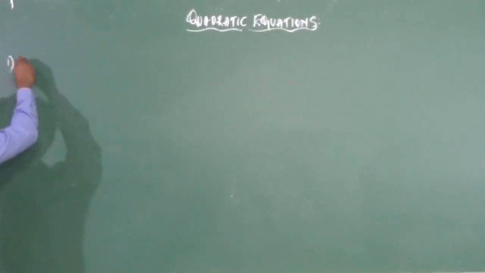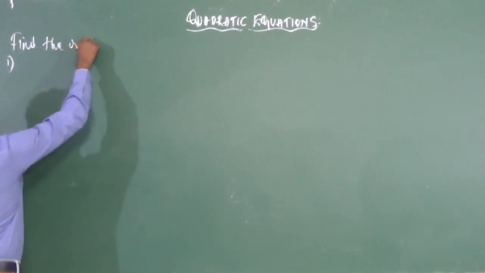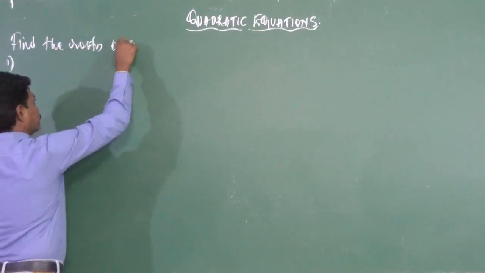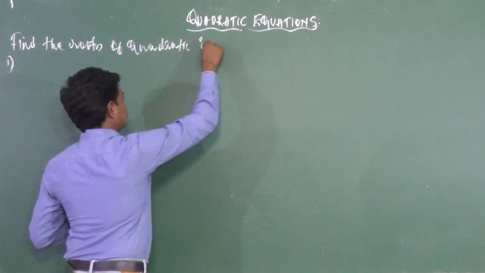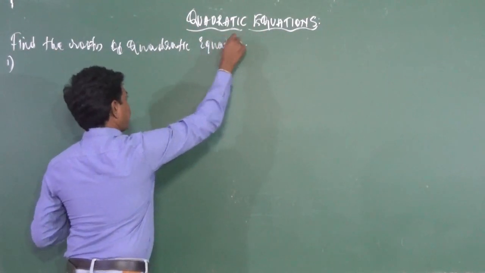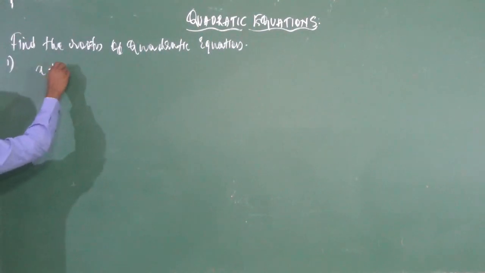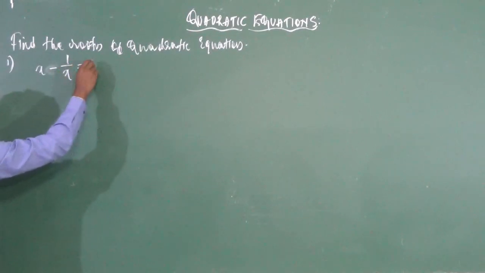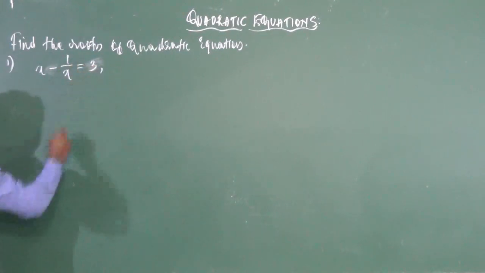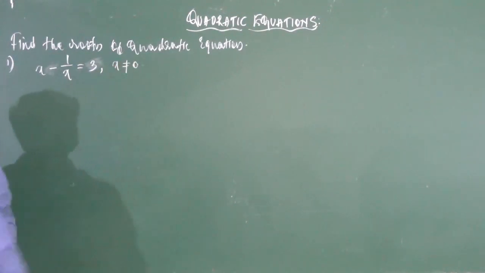The question is something like this: find the roots of the quadratic equation. The first one: x minus 1 by x is equal to 3, where x is not equal to 0. So that's the condition. x is not equal to 0 is the simple condition.